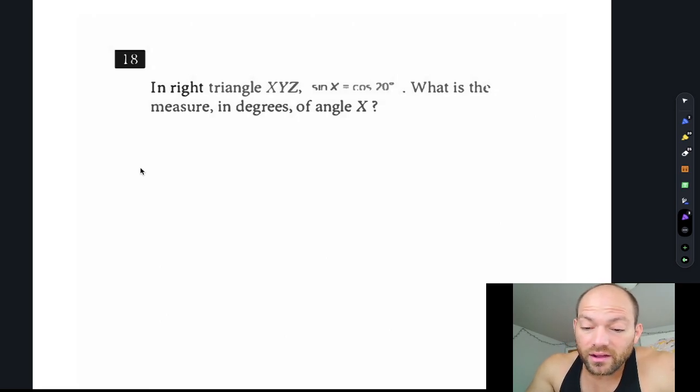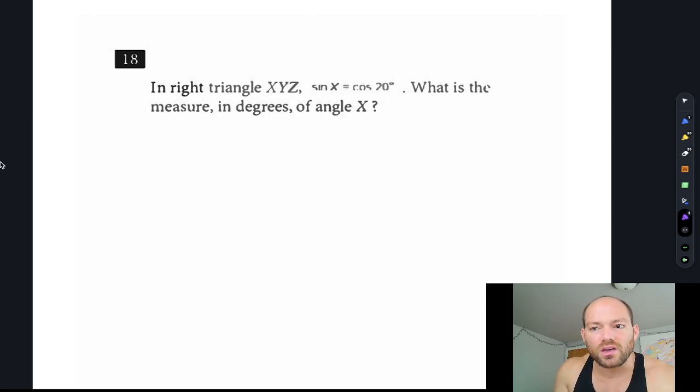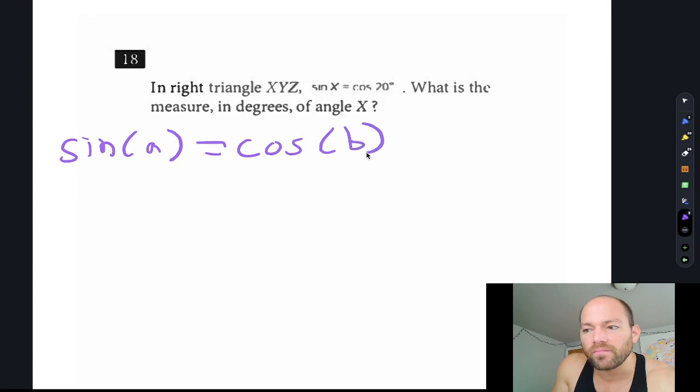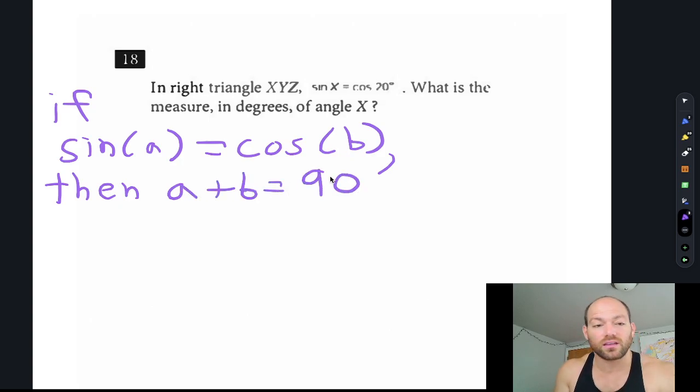What I mean is that when the sine of one angle equals the cosine of the other, it means that they add up to 90. So if sine of A equals cosine of B, well, that means A plus B equals 90. Okay? So back to the actual question here.